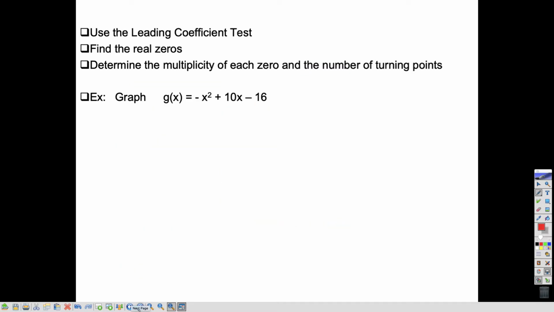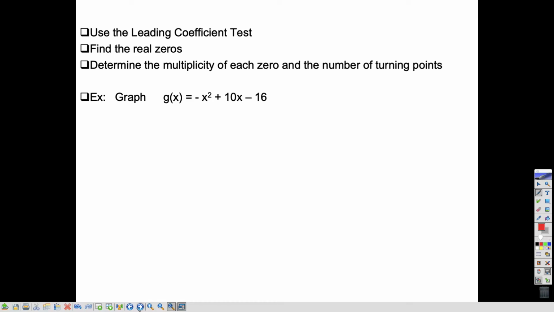Okay, use the leading coefficient test. Find all the zeros, determine the multiplicity of each of the zeros. You know what? I listed all those out. We just did them all. Leading coefficient test, what does it tell me? If it goes up or down. That's all it tells me, right?